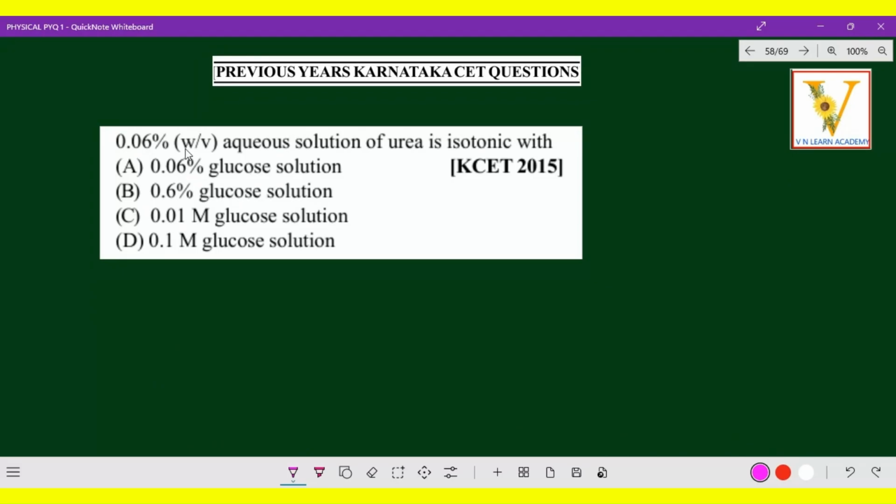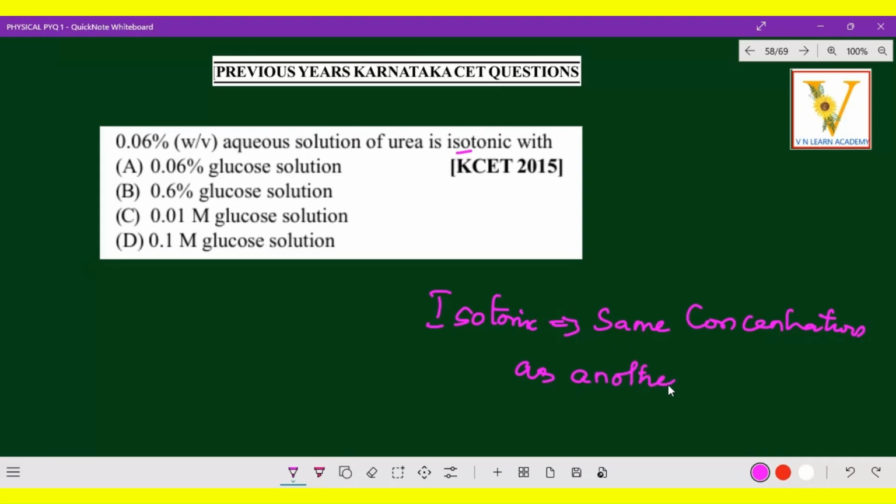0.06 percentage W by V, that is mass by volume, weight by volume aqueous solution of urea is isotonic with... they have given the options. See, isotonic, first and foremost, we have to identify this is a concept. Isotonic means same concentration as another solution. So isotonic is nothing but same concentration.